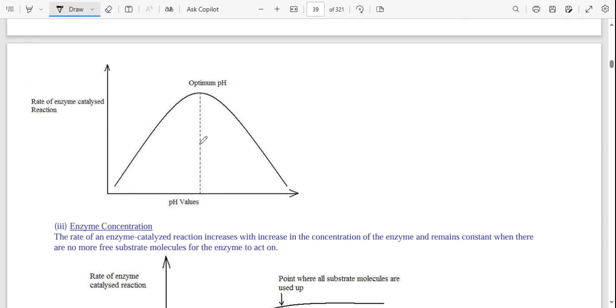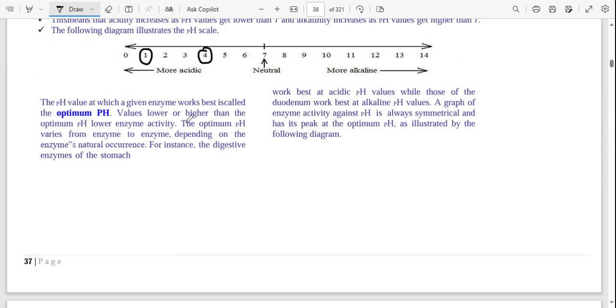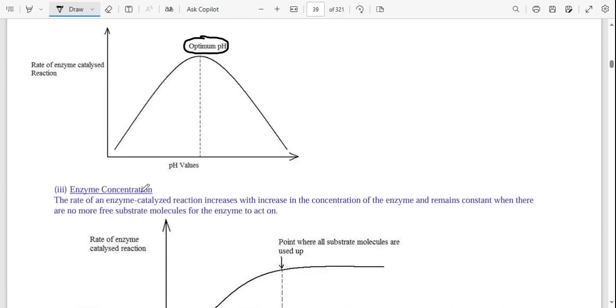Molecules again have a certain pH at which they work well. That is known as the optimum pH. Below the optimum pH and above the optimum pH, the enzymes will not be able to work well, because they are going to be destroyed. If an enzyme works well in an acidic pH and you make the pH basic, that enzyme will be destroyed. So that is what pH does.